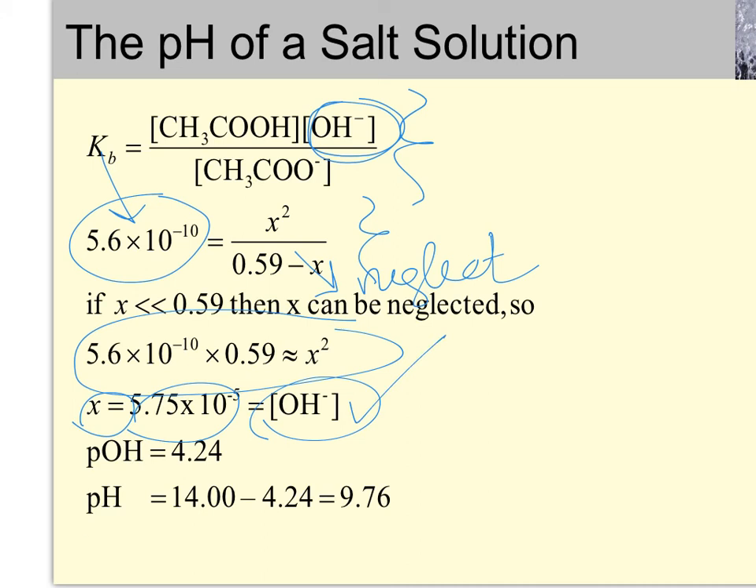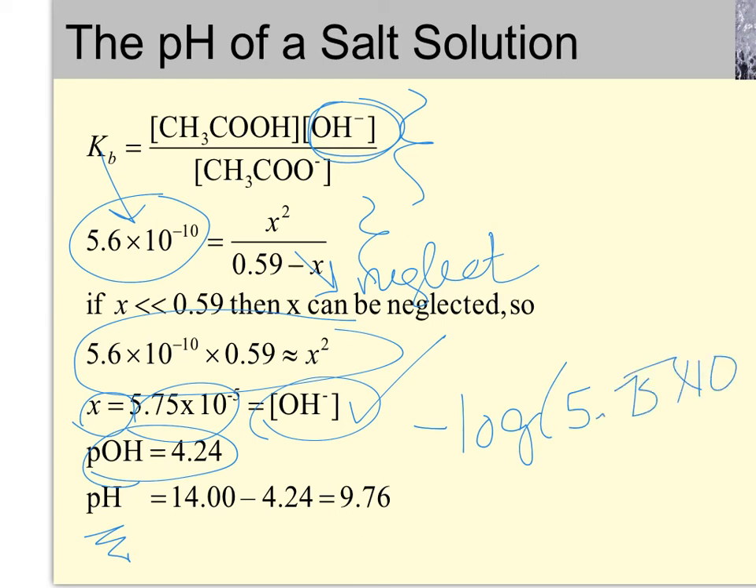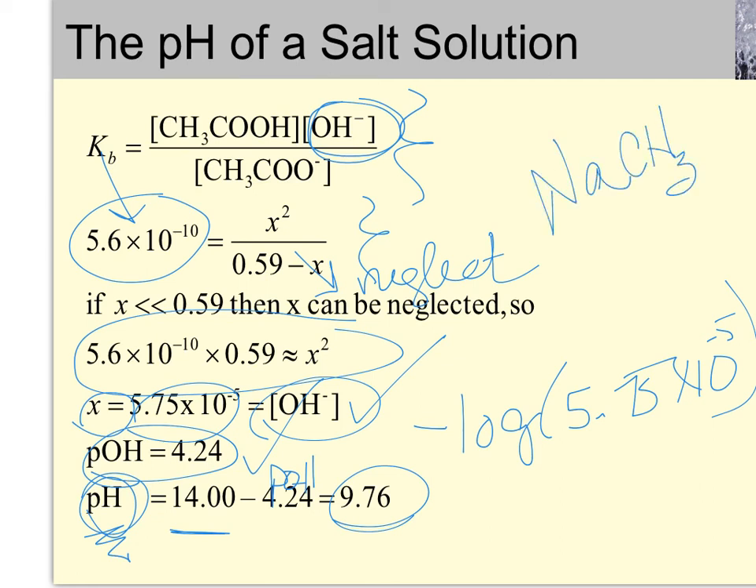This problem asks us for pH. So first you must find pOH by taking the minus log of the hydroxide concentration. And once you get pOH, you have to find pH. So it's 14 minus pOH. And so our final answer is, if we put sodium acetate, which is an ionic compound, into an aqueous solution, it is going to make that solution basic because of the acetate ion, okay?